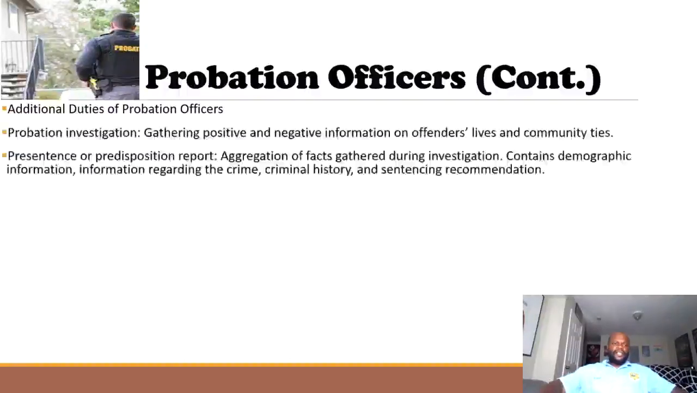So other duties of probation officers, they have to do investigations. I used to have to gather positive and negative information on offenders. I have to go in the community, talk to neighbors, go to schools, go to places of work, talk to people in the community, talk to school officials. I mean, you literally are gathering information about their ties to the community.